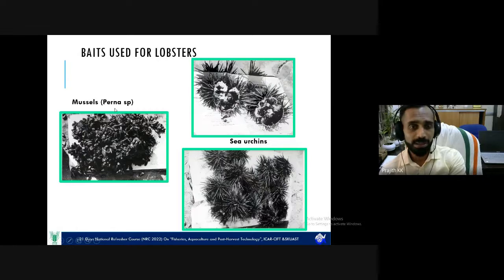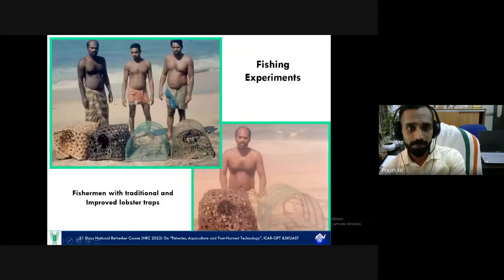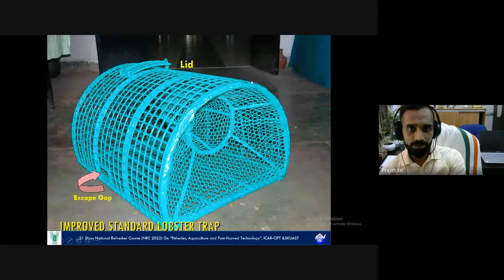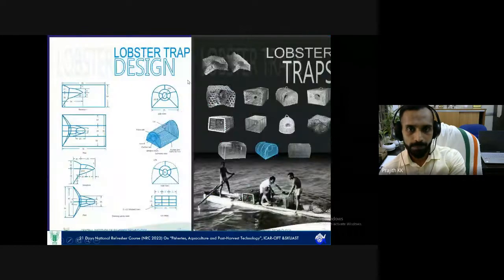Then you can see some of the commonly used baits at that time. Sea urchin, mussels, and so on. This is the traditional and CIFT trap fisherman showing. This is a typical structure of a trap. You can see the structural details.